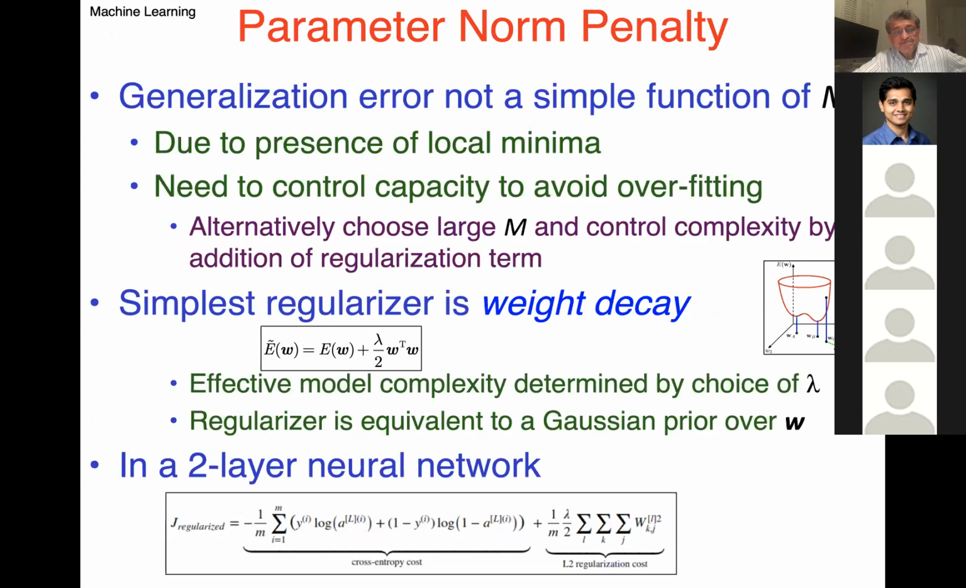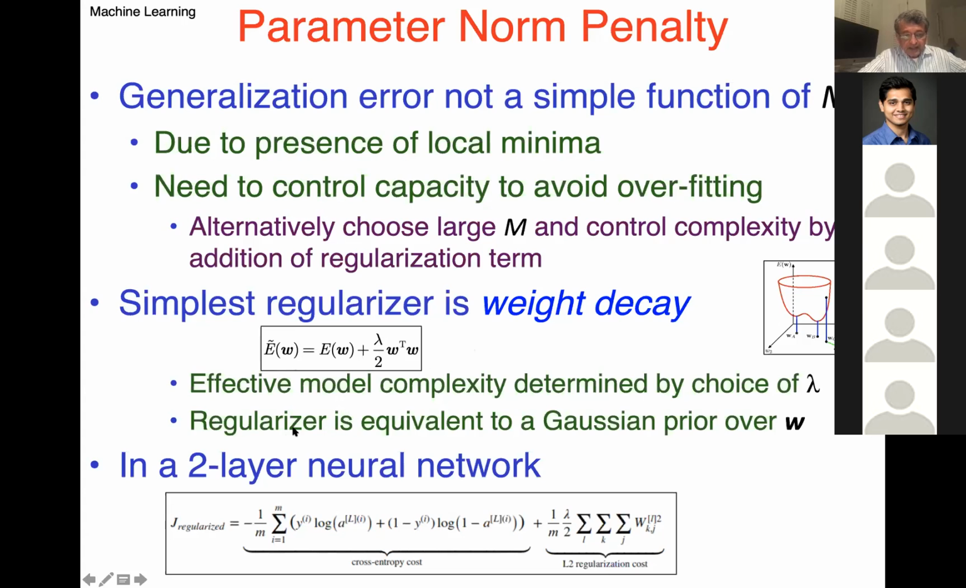Okay, now let's go on to the first method of regularization other than the number of units. This is the norm penalty. We say the loss function you're trying to minimize, E of W, is replaced by E of W plus lambda over 2 W transpose W, and we call the new loss function E tilde of W. This is called the weight decay regularizer.